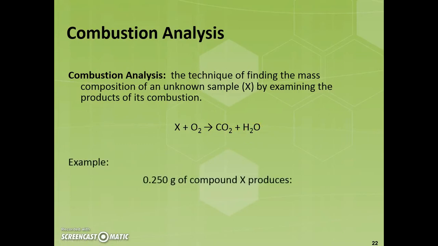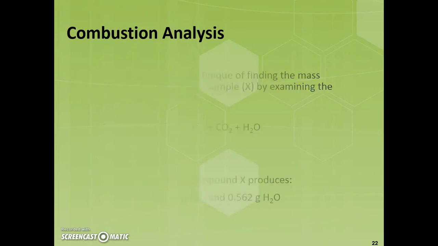So an example, we could burn 0.25 grams of a given compound and get 0.686 grams of CO2 and 0.562 grams of H2O. Okay, so this is interesting. We started with 0.25 grams and we wound up with well over 1.2 grams by my calculation. So where did the extra mass come from? Yes, that's right. All the oxygen that we put in is the additional weight that we see there.